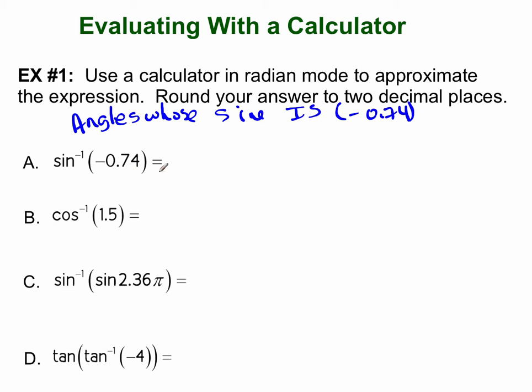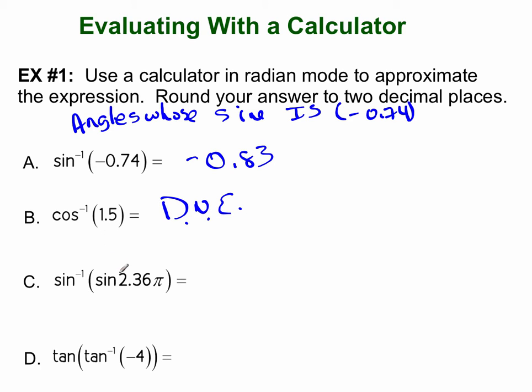So, if you use our handy-dandy calculator, the angle whose sine is negative 0.74 is negative 0.83. If you try to find the angle whose cosine is 1.5, well, you can't have a cosine of 1.5, so this does not exist.